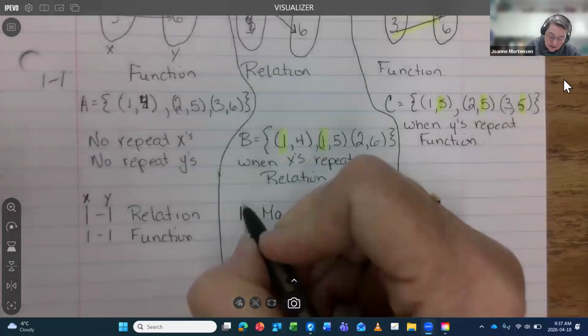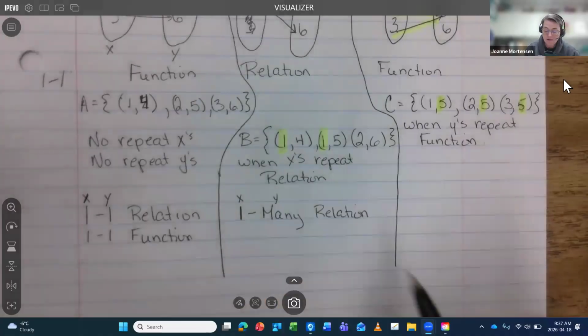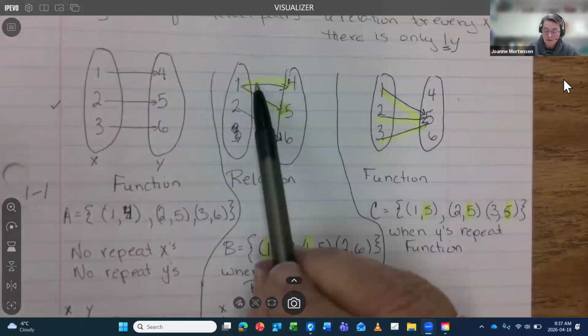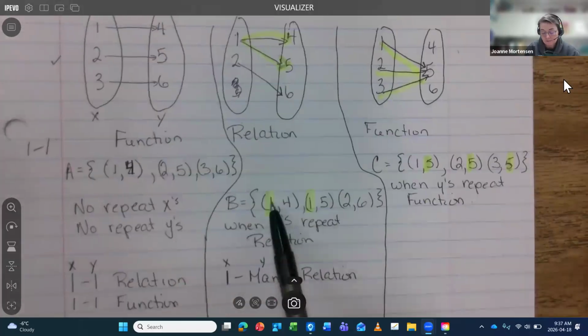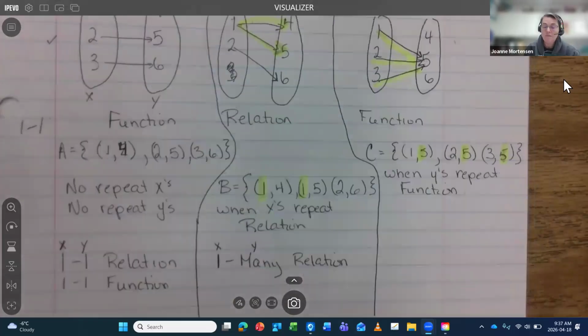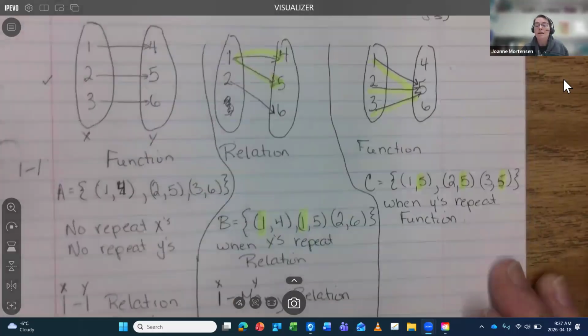And again, this is my X and this is my Y. So one matches with many. One matches with a 4 and matches with a 5.